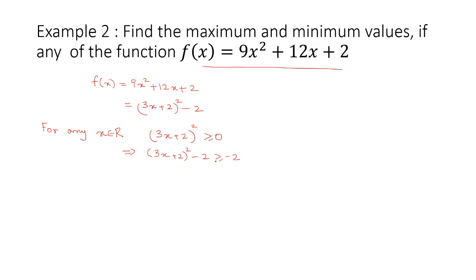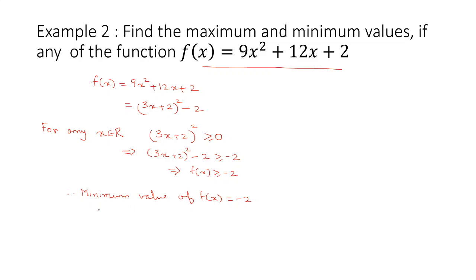By taking minus 2 on both sides, 3x plus 2 whole square minus 2 is greater than or equal to minus 2. So that implies f of x is greater than or equal to minus 2. Therefore the least value of f of x is minus 2. So the minimum value of f of x is equal to minus 2.